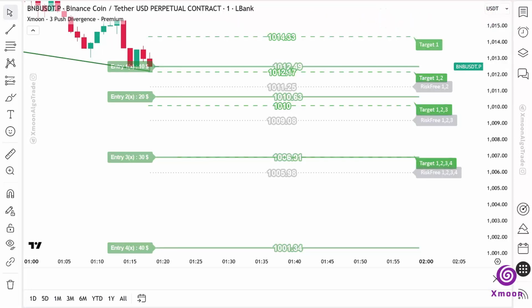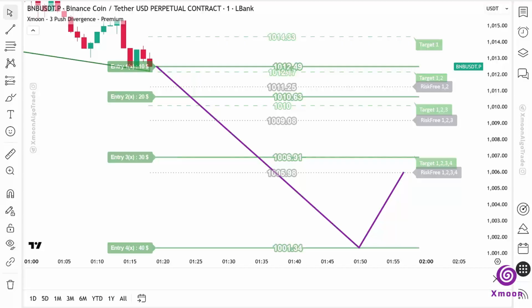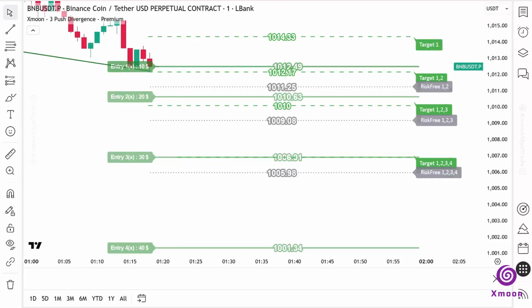The important point is that the target and risk-free lines for each step are calculated separately and specifically and are drawn on the chart so that in any situation, whether emotional or logical, we can make decisions very quickly and easily. The green dashed line is target. The gray dotted line is risk-free.